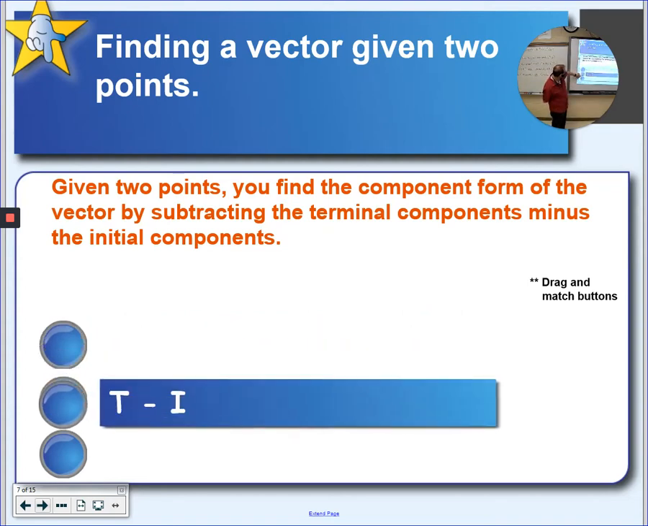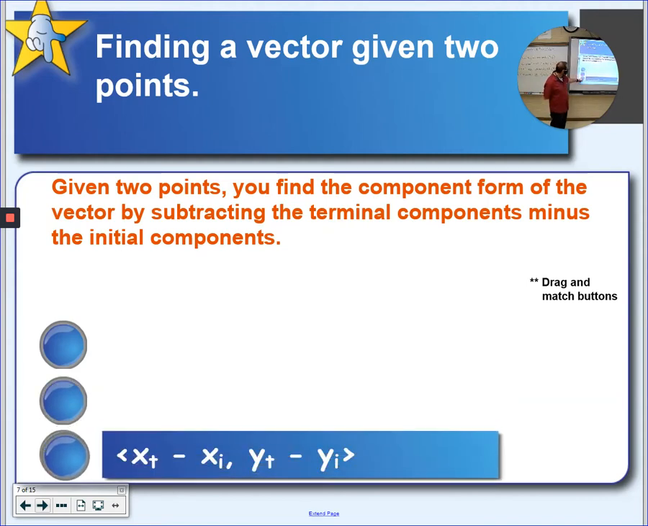Again, it's going to be terminal minus initial for each of those. So you do x sub t minus x sub i to get your x component, and you do y sub t minus y sub i to get your y component. Just like that. Those go in pointy brackets, because that gives you the notation for the vector.